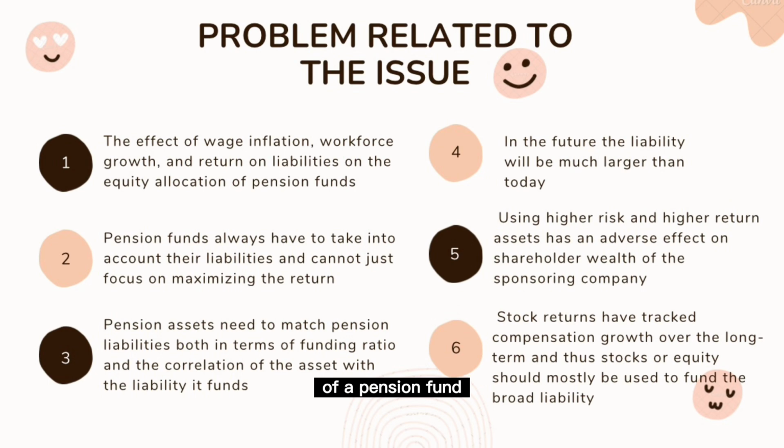Equity exposure of a pension fund is to a great deal influencing its future contribution costs, since a duration match can be used to design an asset that behaves identically in a bond portfolio. When the liability is fixed in terms of future benefit payments, most of the focus in the literature lies on accomplishing a similar method for liabilities that are more uncertain. Otto and Black also agree that stock returns track compensation growth over the long term, and that equity should mostly be used to fund the broad liability.